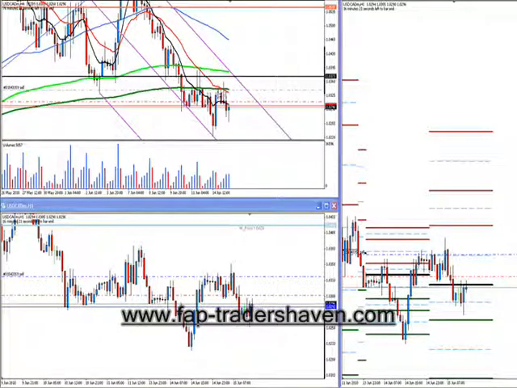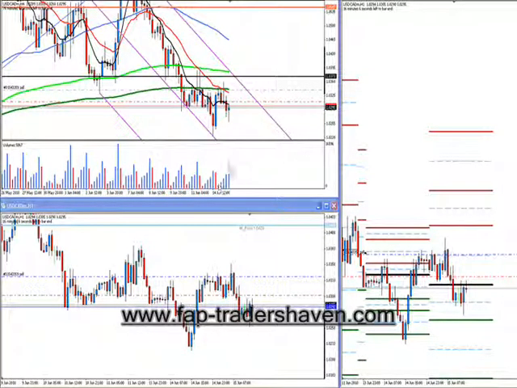It was intersecting right there, and as we were testing that area, I said to everybody in the room, look, we haven't been able to have a 4-hour candle close above this area now for a good day and a bit. So I was going to take a short on this one, and I was going to look for some downside out of that trade.